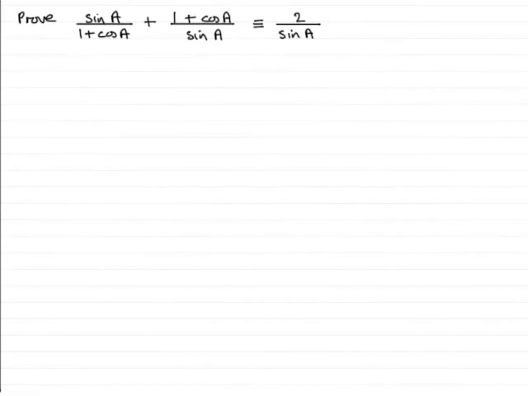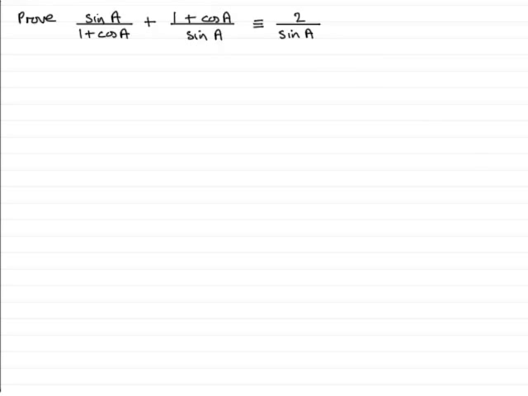Hi, welcome to this tutorial on proving trigonometric identities. In this example, what we've got to do is prove that sine A all over 1 plus cos A plus 1 plus cos A all over sine A is identical to 2 over sine A.